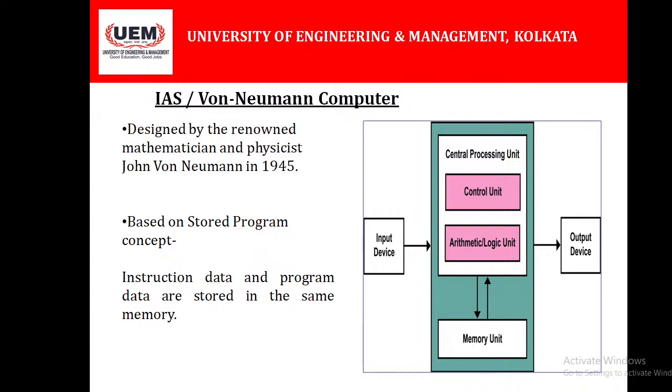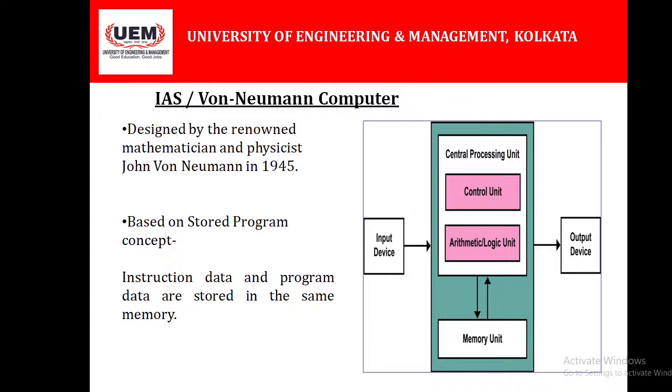This architecture was developed by the renowned scientist and mathematician John Von-Neumann in 1945. Mainly, this architecture is based on the concept that instruction data and program data are stored in the same memory location. That is the primary concept of this Von-Neumann architecture.